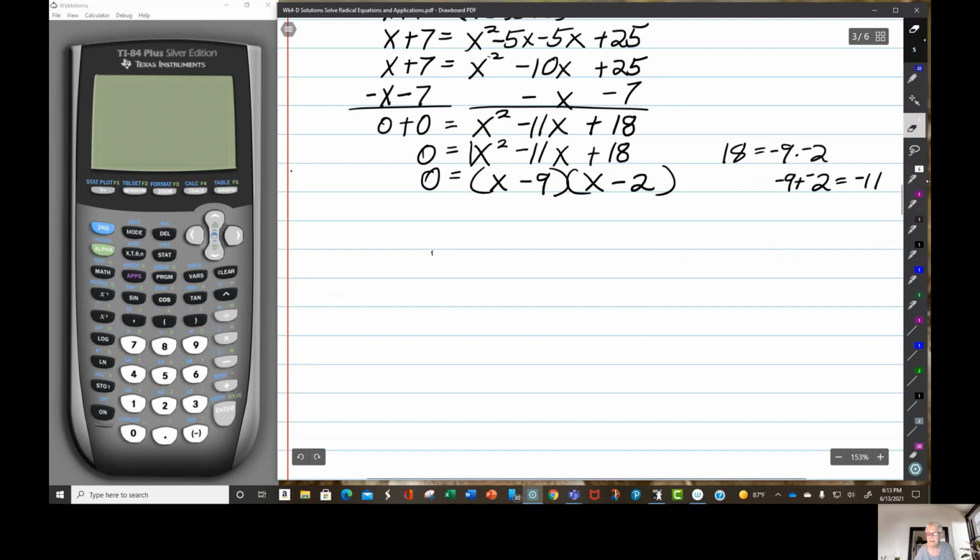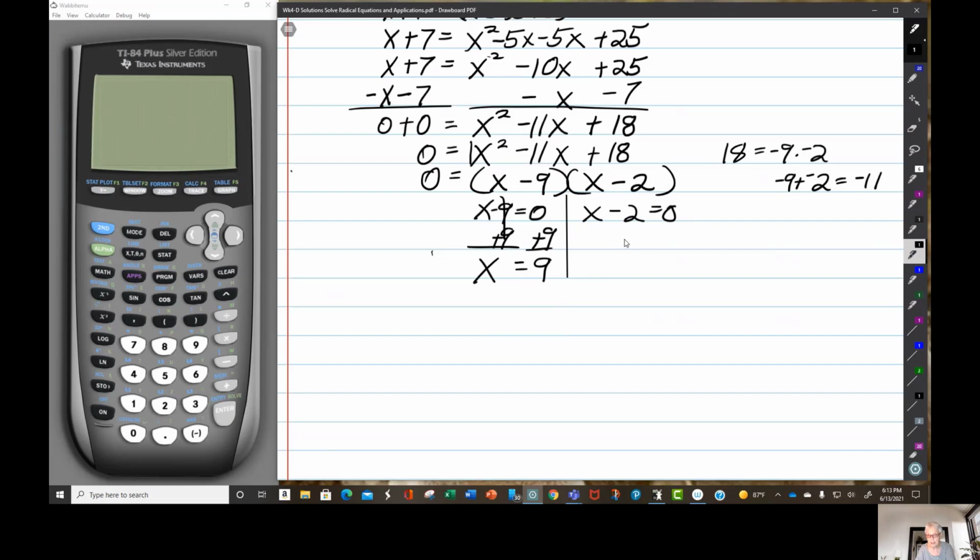Now I set each factor equal to 0. You know all about that. I usually only need 3 lines. X minus 9 equals 0. X minus 2 equals 0. Plus 9. Negative 9 plus 9 is 0. So x now is by itself equals 9. And over here, plus 2. X equals 2.